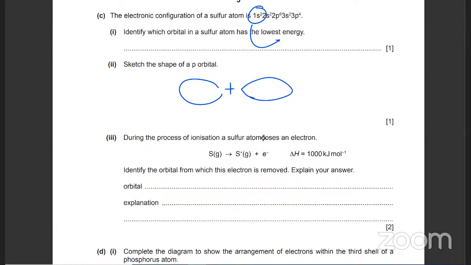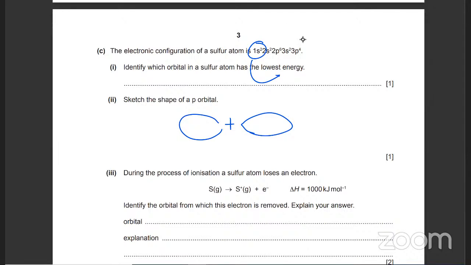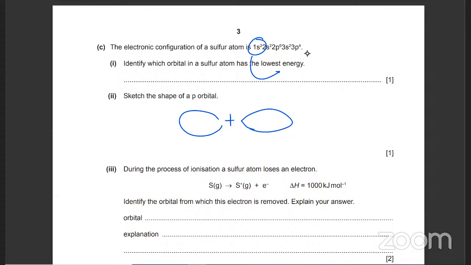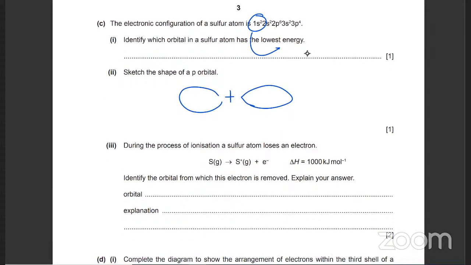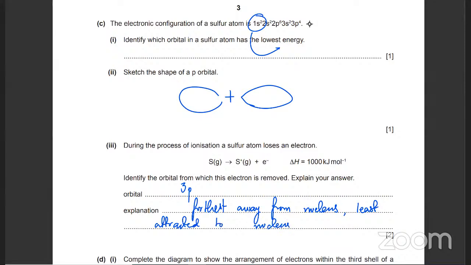During the process of ionization, a sulfur atom loses an electron. Identify the orbital from which this electron is removed. Explain your answer. So it is obviously the outermost 3p. It is being removed from a 3p orbital, 3px to be specific, but let's just call it a 3p orbital. And the explanation is that it's furthest from the nucleus. Why is the electron always removed from the outermost? Because it's the furthest away from the nucleus, and it is the least attracted to the nucleus. So it is really far away.